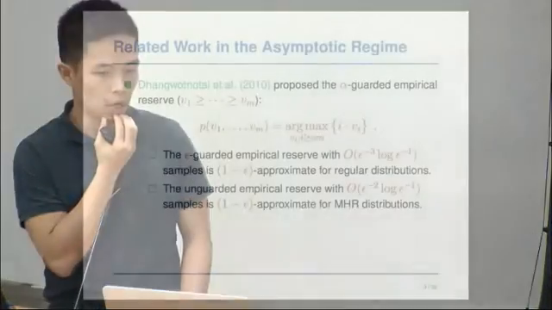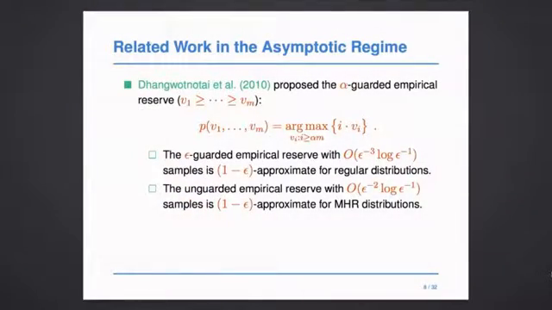First of all, let's look at the asymptotic regime. Again, we have many samples, and we want to know how many samples are sufficient and necessary to get a 1 minus epsilon approximation. This has been studied before. Dhangwatnotai et al. proposed the empirical reserve algorithm, which is what you would expect. Given m samples v1 to vm, i times vi is the revenue you could get, assuming the underlying distribution is uniform over v1 to vm. So you just take the argmax of this. Except there's one caveat: it's called the alpha guarded empirical reserve because it rules out the alpha fraction of the largest values.